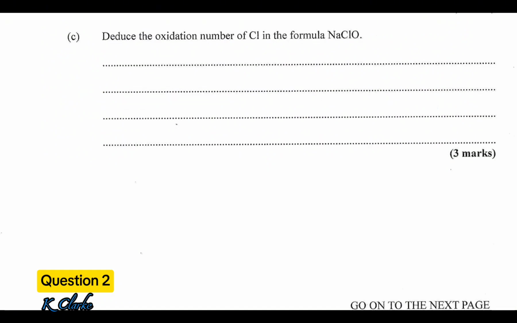C. Deduce the oxidation number of chlorine in the formula NaClO. We will be using the oxidation rules. Sodium has an oxidation number of +1, chlorine X. Oxygen has an oxidation number of -2. This compound equals 0 in oxidation number. 1 plus the unknown X minus 2 equals 0.